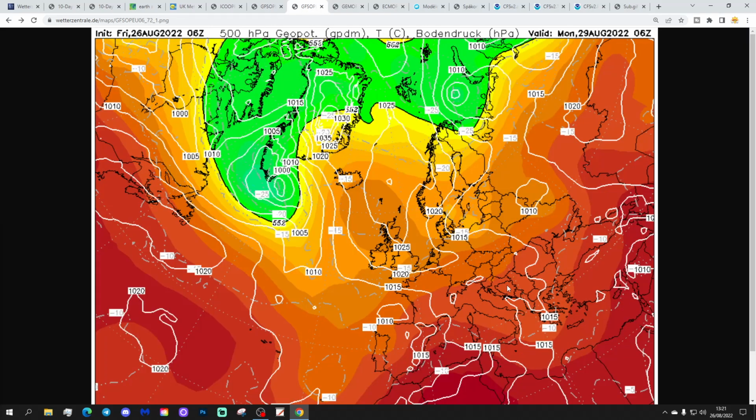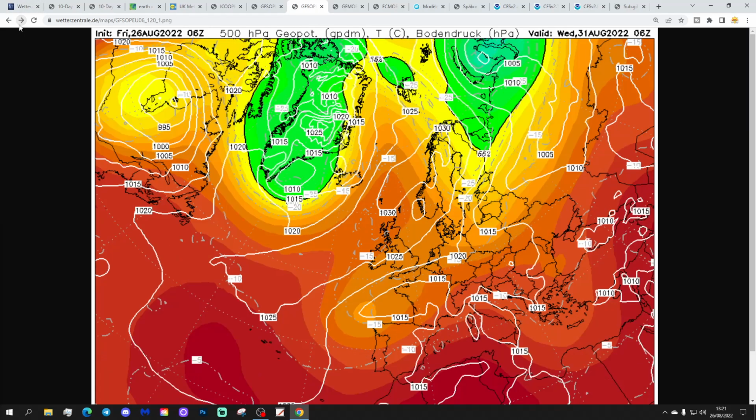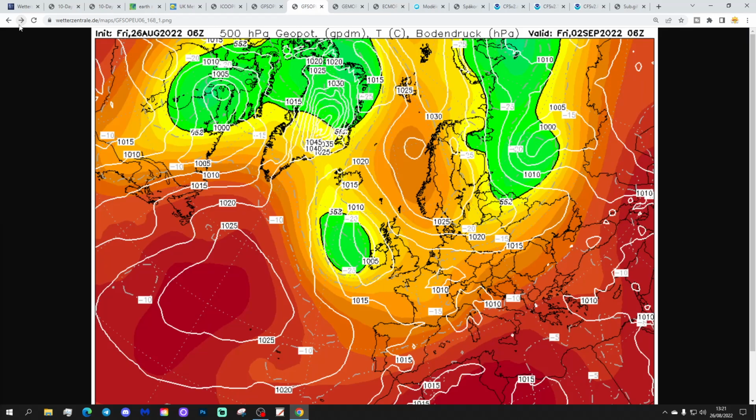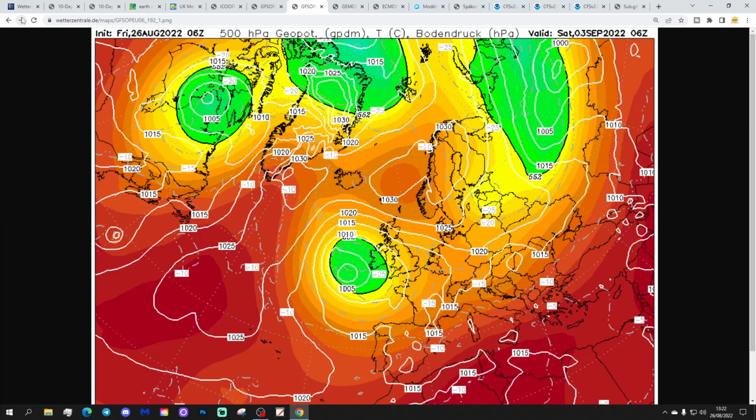GFS 6Z, in comparison, looks like this. On bank holiday Monday, the high pressure is once more in control of the weather, and that carries on through to the middle part of next week as well. Second half of next week, again, we begin to get that weakening of the ridge, with low pressure to the south, a bit further away, over France and the Low Countries, and also to the west, just breaking down that ridge, turning things more unsettled.